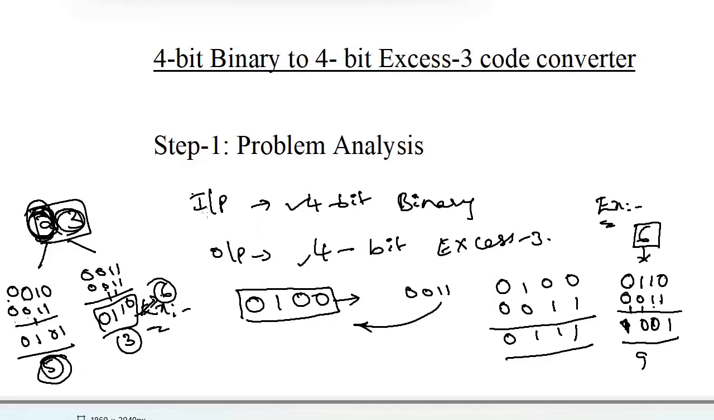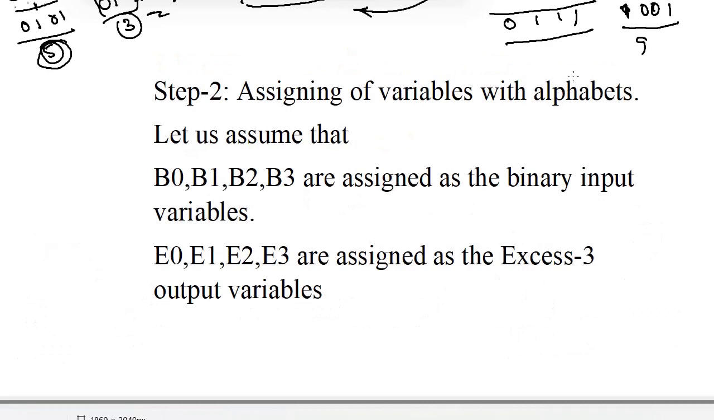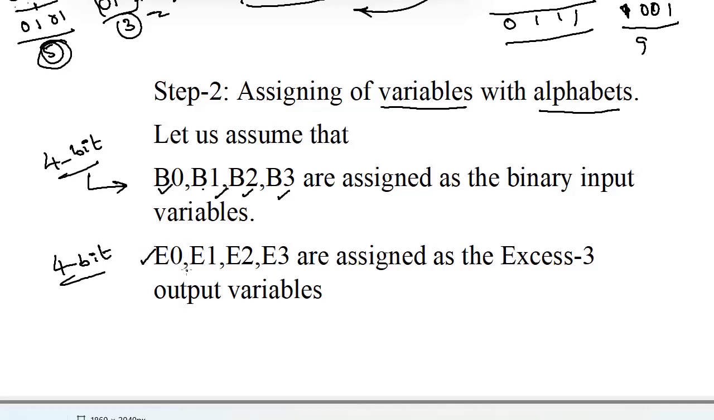Now coming to the second step. In the second step, we are assigning the input and output variables with the help of alphabets. Let us assume the input variables are in the form of 4-bit information. So my input variables are indicated with B0, B1, B2, B3, assigned to the binary values, and the output variables are also 4-bit information. That's why I am taking E0, E1, E2, E3 as the XS3 output variables.